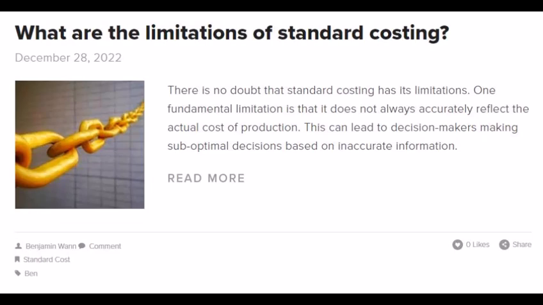What are the limitations of standard costing? Standard costing is a cost accounting method that helps calculate and organize costs for products or services. However, there are a few critical limitations to standard costing.